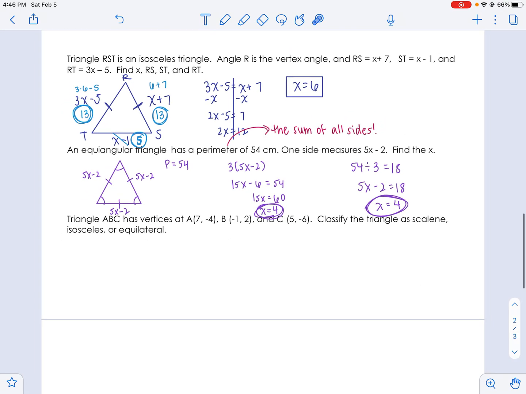Just remember that if it's equilateral, all the sides are the same and all the angles are the same. And if it's isosceles, 2 of the sides are the same, which means that 2 of our angles are the same. And once you have that, a lot of these problems just become part equals part as long as you have your matching pieces. Good luck with your practice.